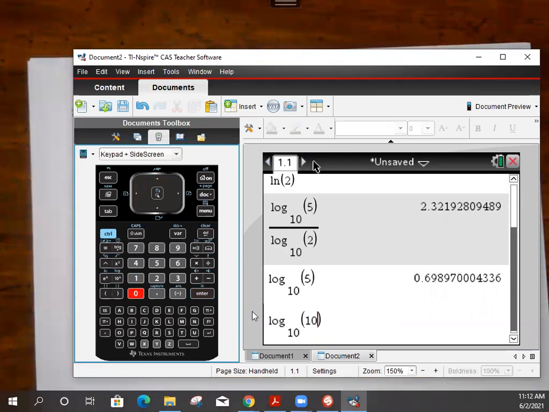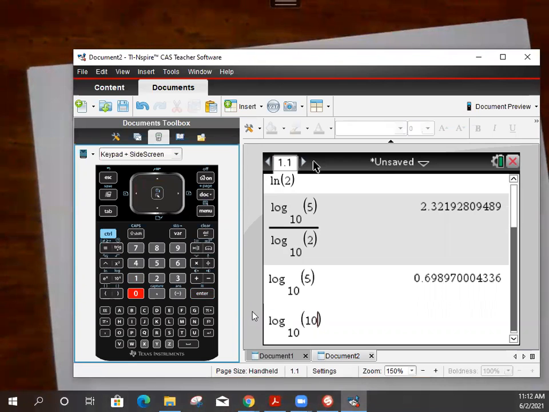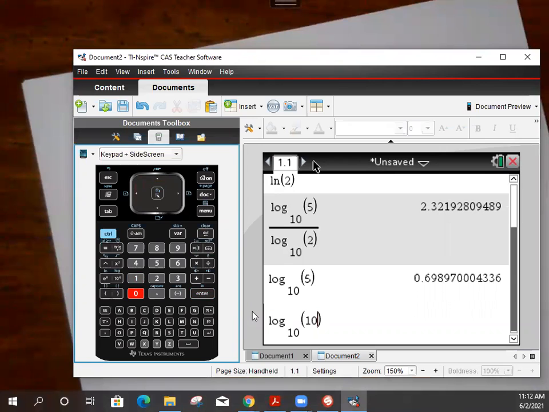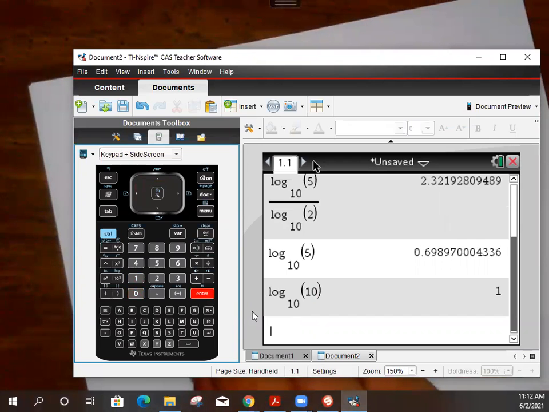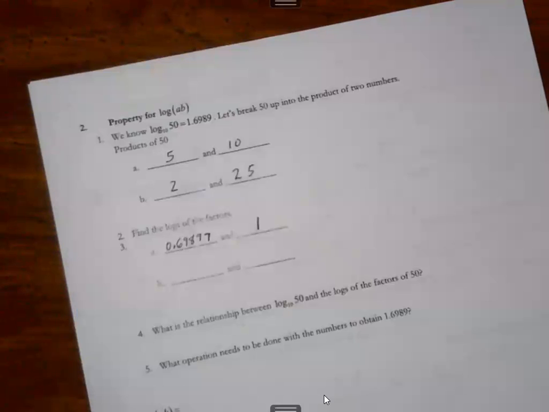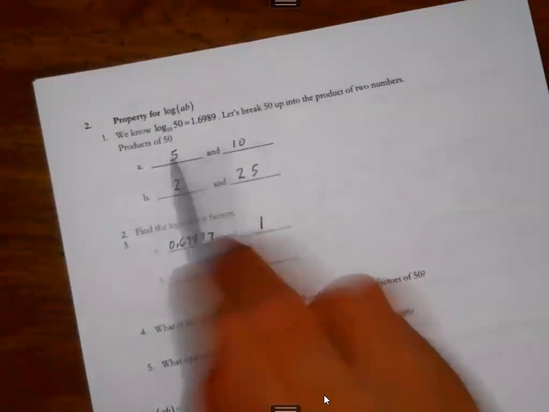And then let's do the log of 10, which, before I hit enter, can anyone tell me what this will equal? The log of 10 base 10? 1, because 10 to the first power is 1. Nice. So notice how the log of 5 is 0.69 and the log of 10 is 1, and both of these numbers multiply to 50.